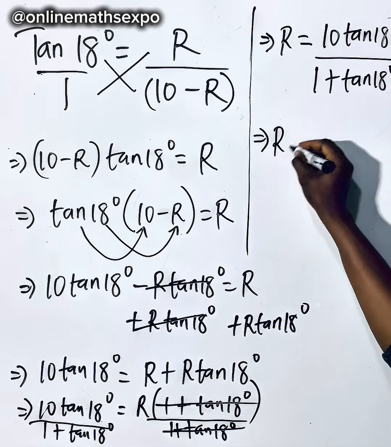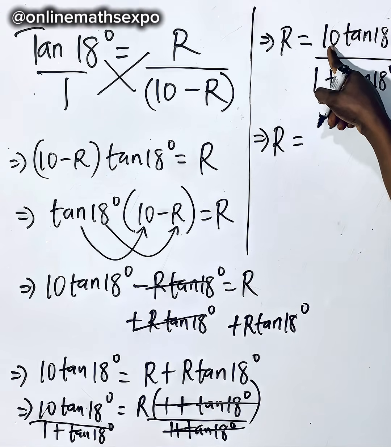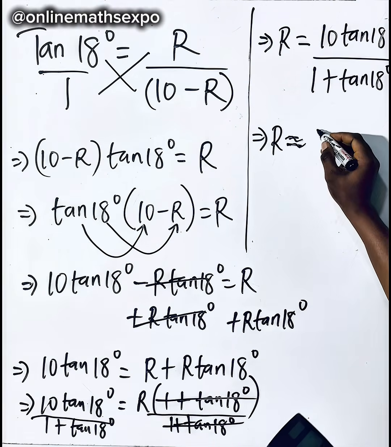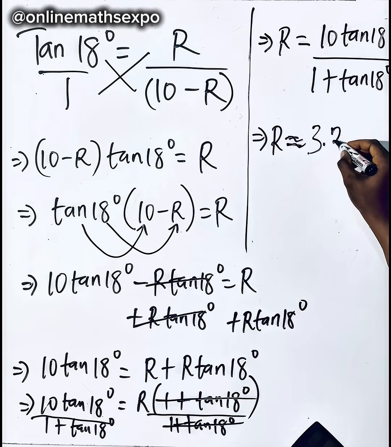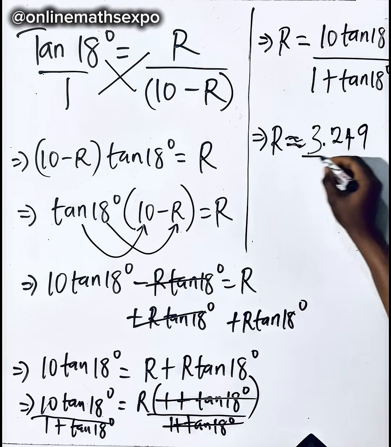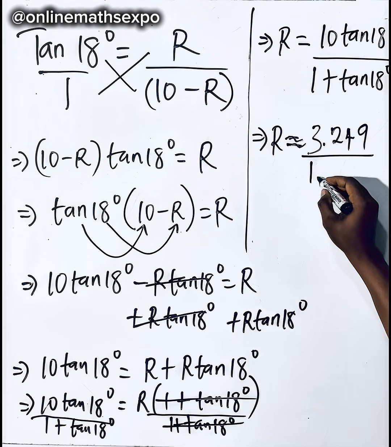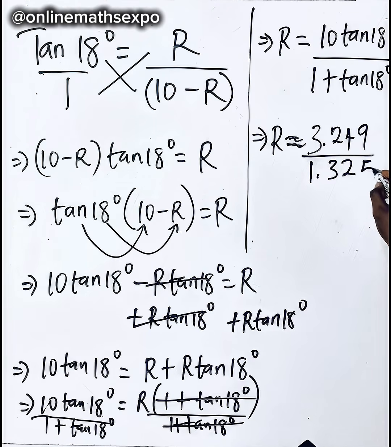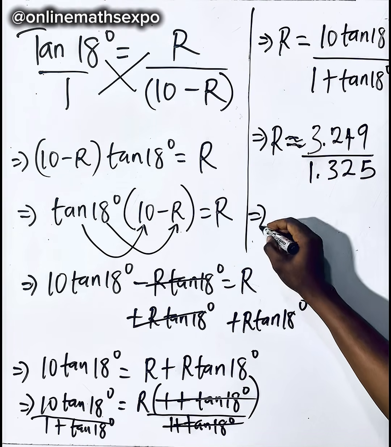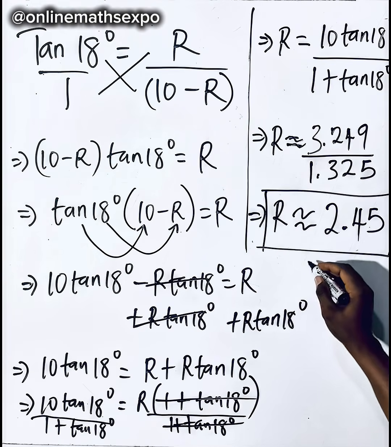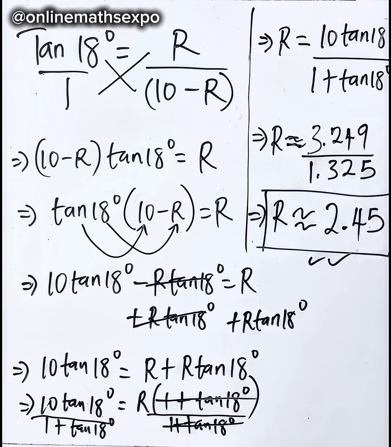So we have r is equal to, just use your calculator, 10 times tan 18. It gives us approximately 3.249. Divide by 1 plus tan 18, which gives us approximately 1.325. So let's divide this. The radius is approximately 2.45. That's what we have for the radius of the circle.